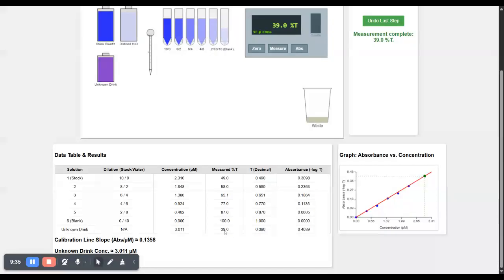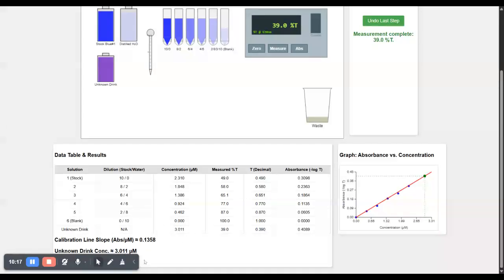We then measure the percent transmittance of our unknown drink sample. It measures 39, and when we convert it into decimal, it's 0.39. To find the concentration, we have to apply the absorbance of the unknown to the calibration line equation. So concentration equals absorbance divided by slope, which is 0.4089 divided by 0.1358. So we calculate the concentration to be 3.011.